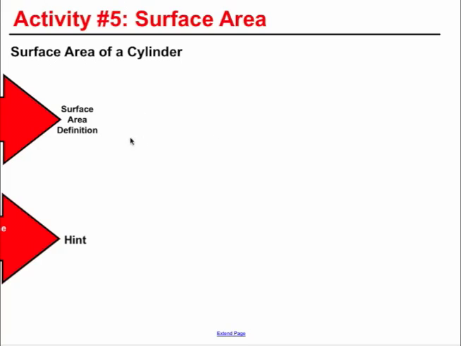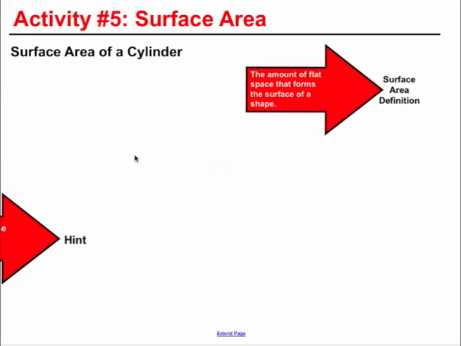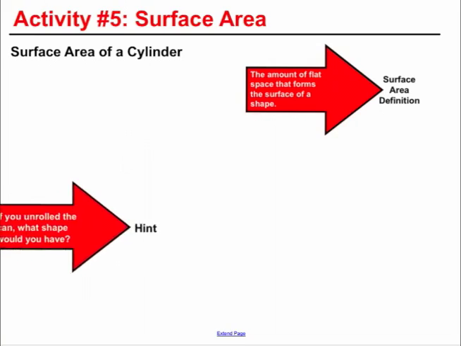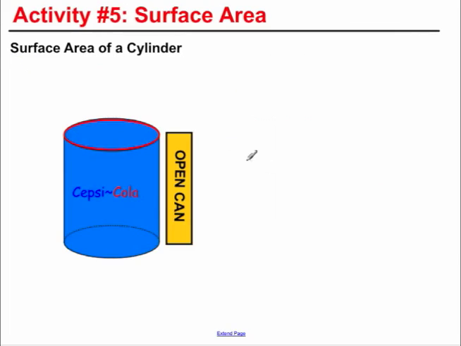So we're going to look at what surface area is for a definition. Again, you'll have this in your notes, but the surface area represents the amount of flat space that forms the surface of a shape. And if you want to roll the can, what shape will you have? So in terms of the can, we're going to look at the surface area of a cylinder. If I were to cut a can open, how would this shape look? So how would the flat shape look?